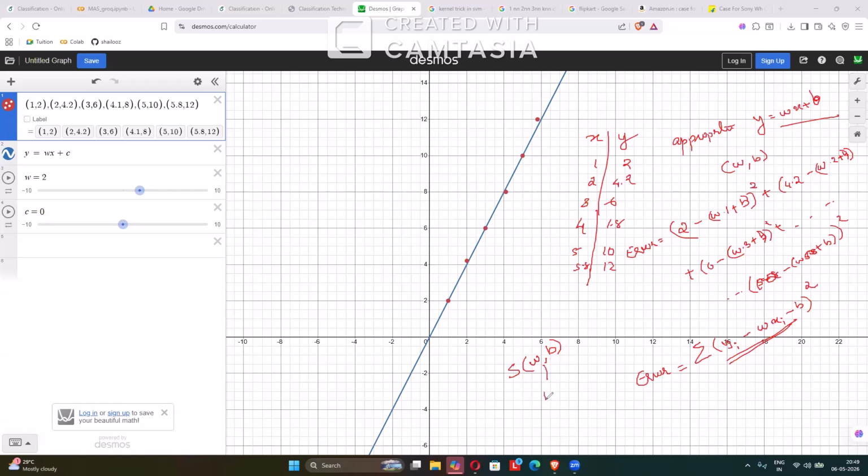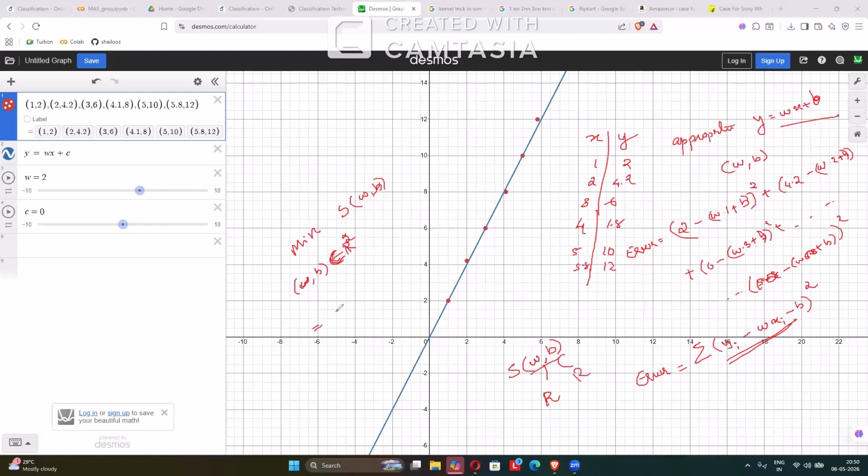W can be any real number, right? And B can also be a real number, right? So together this ordered pair WB will be an element of what? R square, right? So we have to find a W and B, element of R square, which gives minimum on what? This S of WB.